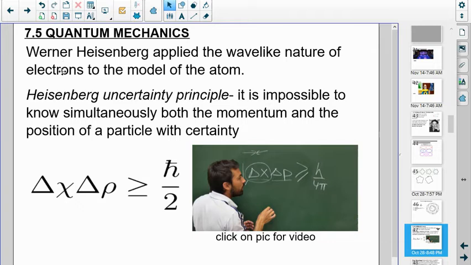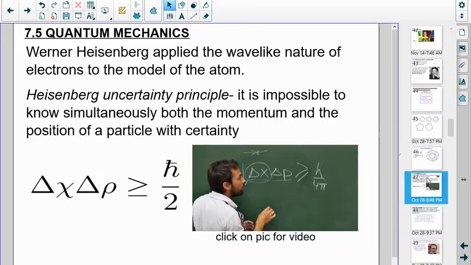7.5, talking about quantum mechanics. Heisenberg came up with his uncertainty principle. It's impossible to know simultaneously both the momentum, that's this rho or p, and the position of the particle x with certainty. There's a good video that we watched.